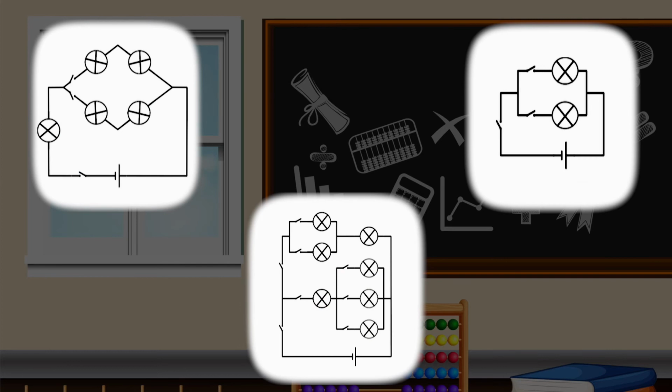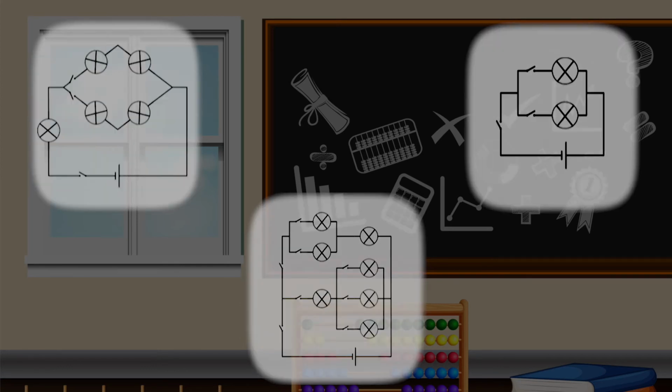Now, there are other types of circuits, like a parallel circuit, a series circuit, and a switch circuit. All of these may look different, but they all work the same way regarding the flow of electricity.